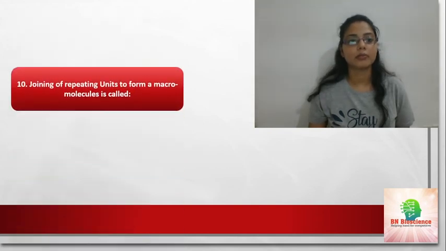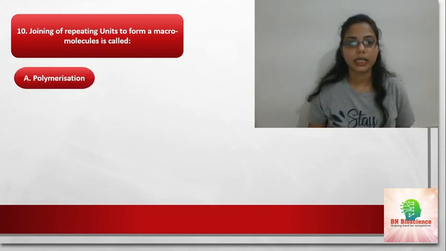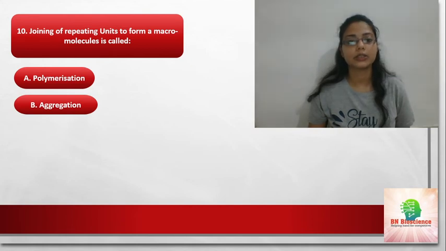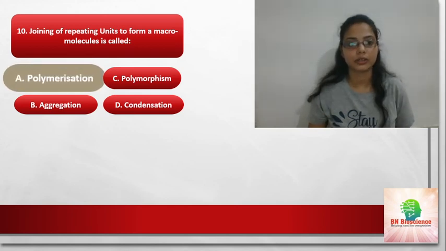The next question is number 10. Joining of repeating units to form a macromolecule is called, the options are A, polymerization, B, aggregation, C, polymorphism, D, condensation. The repeated joining of the repeating units to form a macromolecule, what is the method called? The answer is A, polymerization.